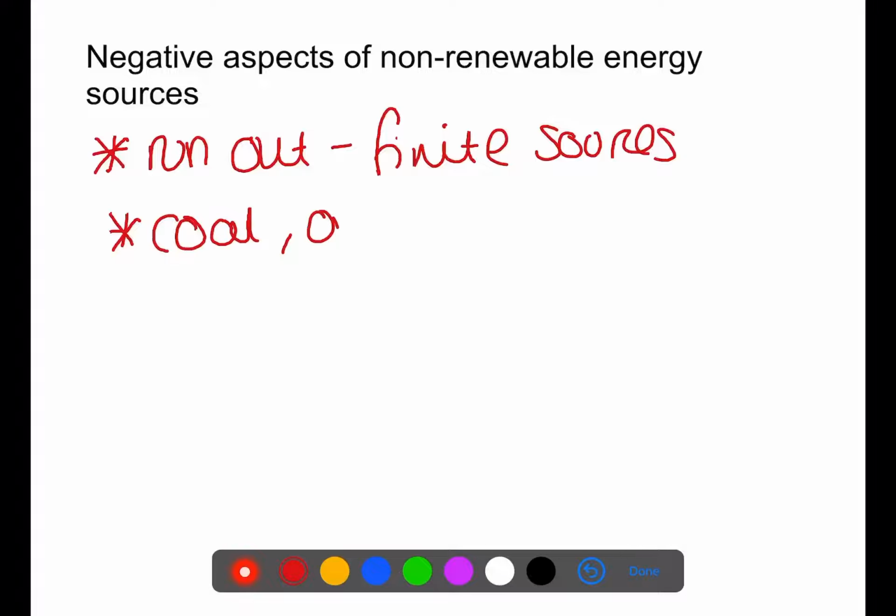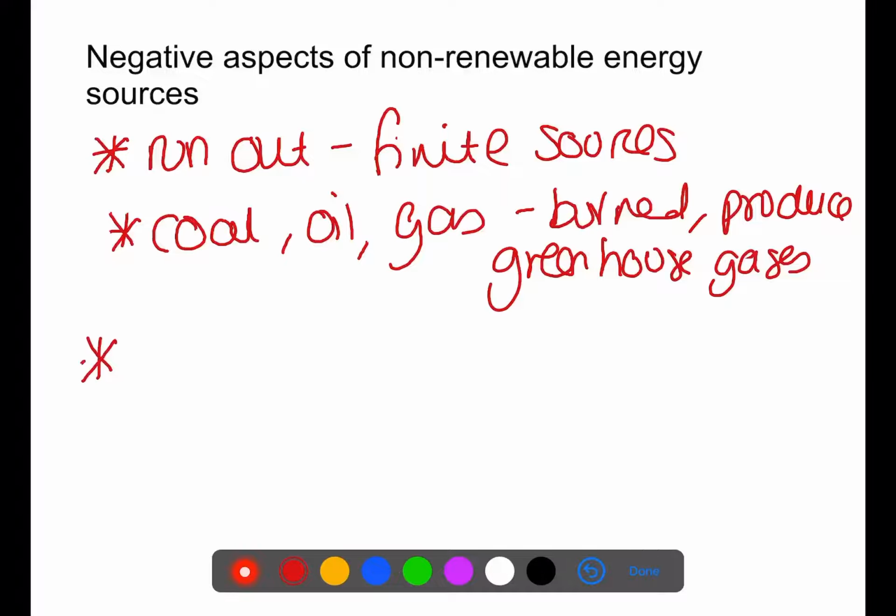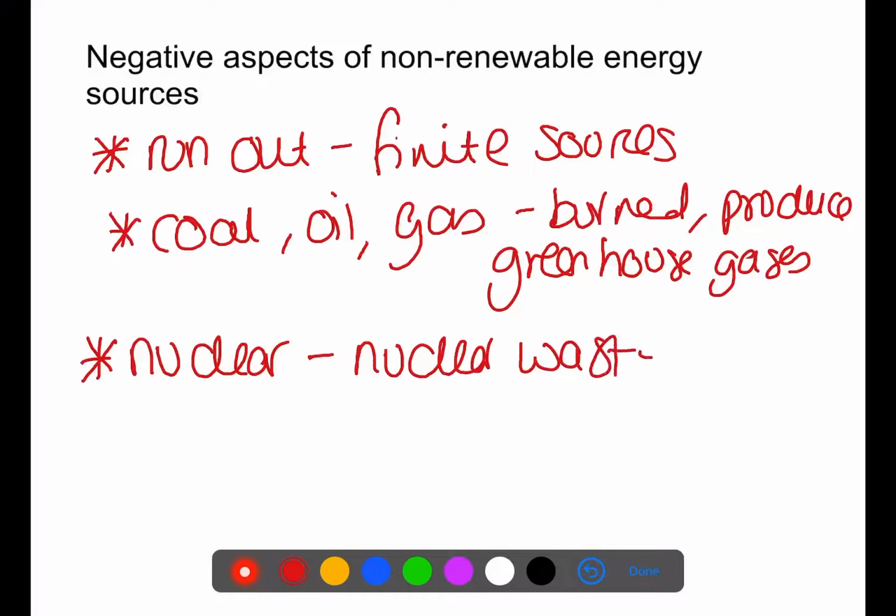Coal, oil, and gas are burned. When this happens, they produce greenhouse gases. This contributes to global warming. Nuclear energy produces nuclear waste. This needs to be stored for a very long time before it is safe.